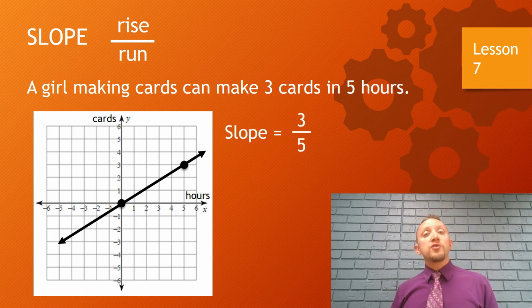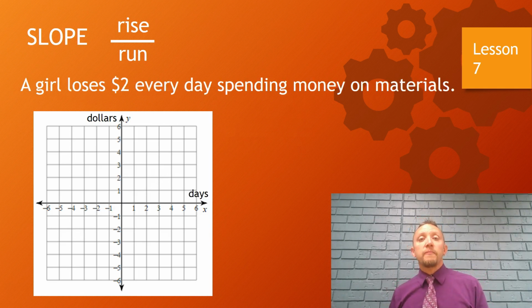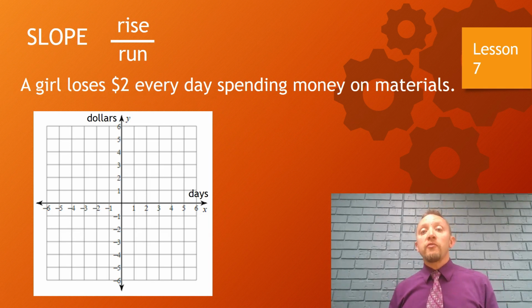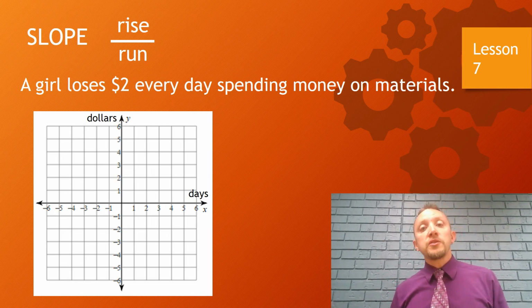So your rise over run would be 3/5, and 3/5 can't be reduced, and so that would be your answer. So all of these examples so far have increased from left to right. What about this example? A girl loses $2 every day spending money on materials. So here she's maybe, for this card making business, she's losing $2 every day spending money on materials.